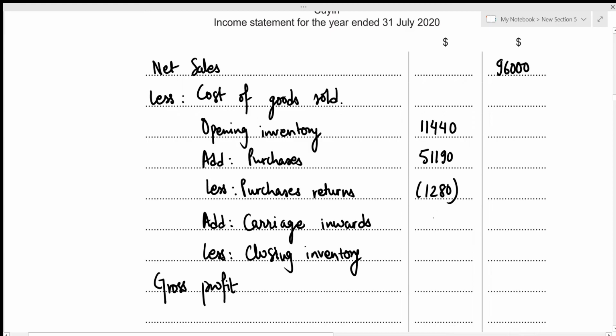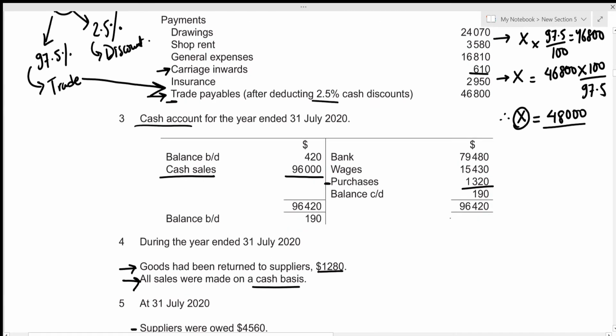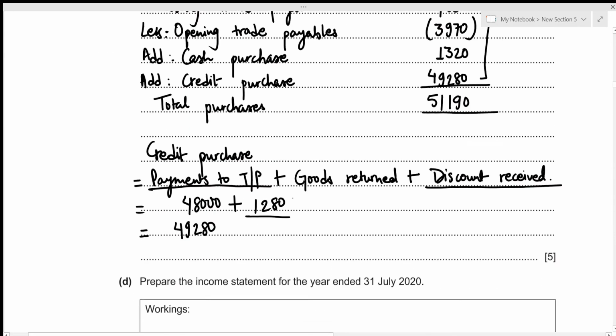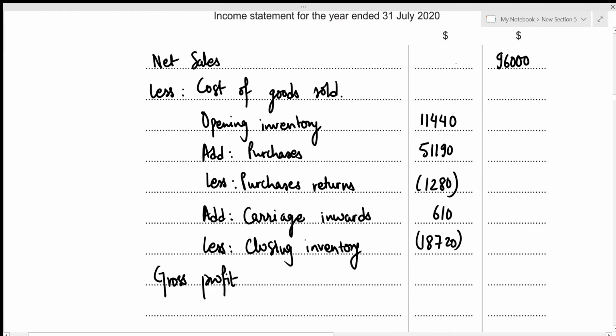That's 610. Now finally, we need to subtract the closing inventory. So closing inventory is going to be given at the information for the closing date. That's right here, and it amounts to 18,720. Let's include that. So that's going to be 18,720. Since we're subtracting this amount, this should be written with a bracket.